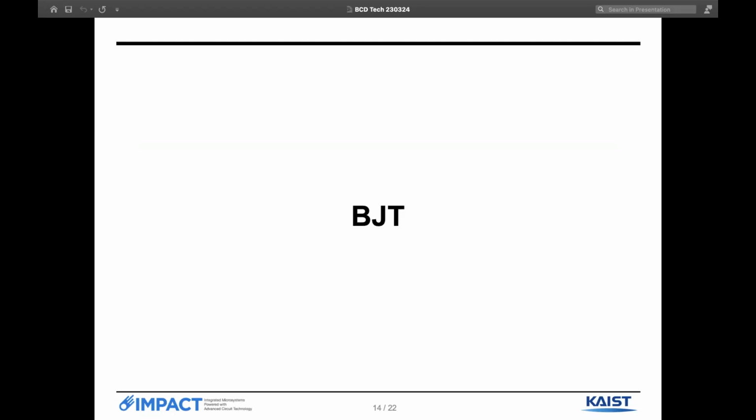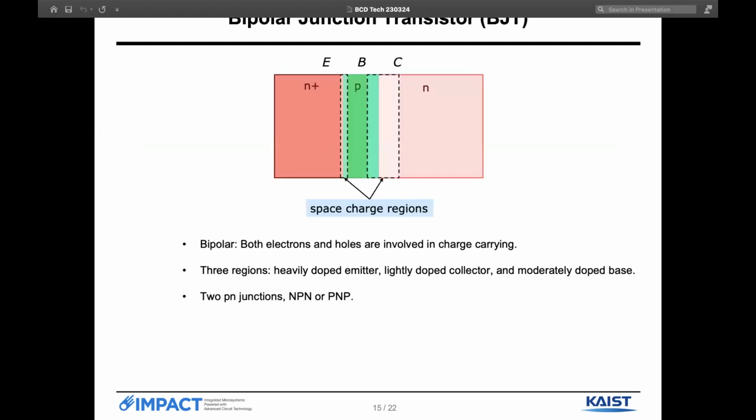BJT, bipolar junction transistor. A bipolar junction transistor basically works like this. There are three regions: an emitter region, a base region, and a collector region. The emitter is highly doped, the collector is lightly doped, and the base is moderately doped. There can be two types of BJTs. The picture shows the NPN BJT. There can also be a PNP BJT.